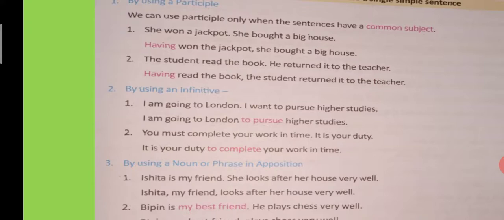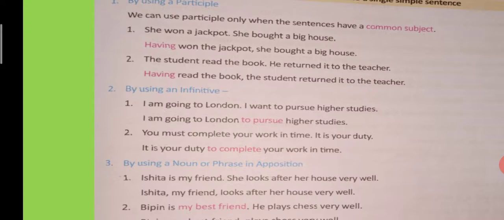She won a jackpot. She bought a big house. Here, what the common subject is: she, isn't it? She won, she bought, isn't it? So here a participle is used. Having won the jackpot, she bought a big house.